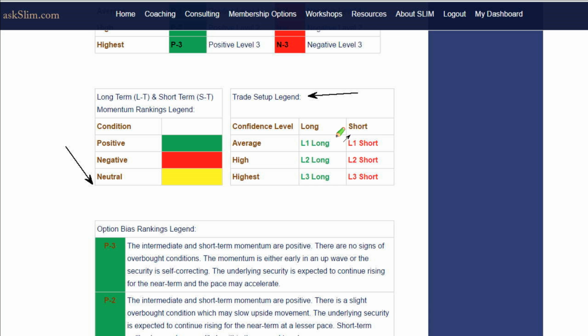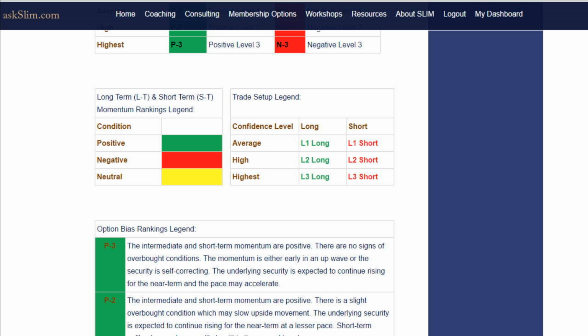And the green ones are long, and the red ones are short. And this is by level of confidence. So an average level of confidence or a counter trend trade would be only a level 1. And then based on the positioning and timing, we could be at the highest levels of confidence on the trade.